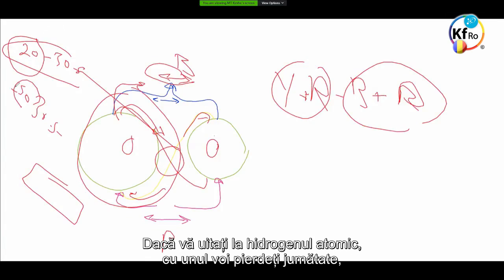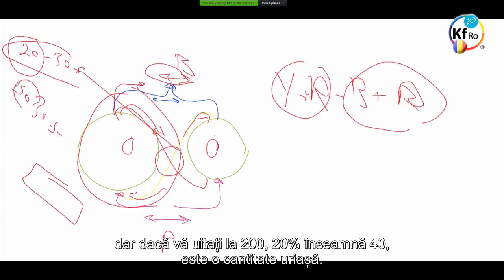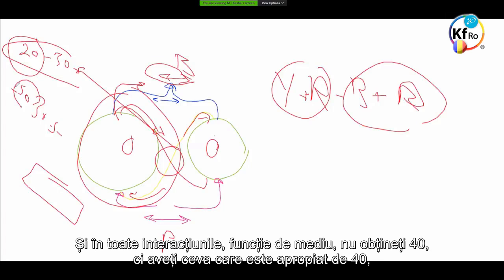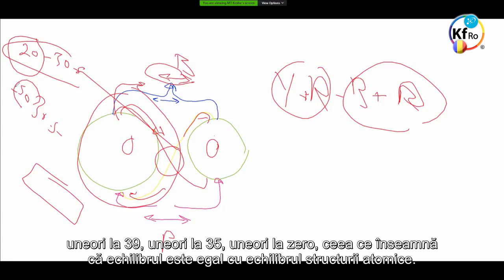When you look at atomic hydrogen, with one you lose half, but if you look at something like 200, 20% is 40. It's a huge amount. And in all the interaction, depending on the environment, you don't get a 40. You have some which are on 40, some are on 39, some are on 35, some are 0, which means the balance equal balance atomic structure.